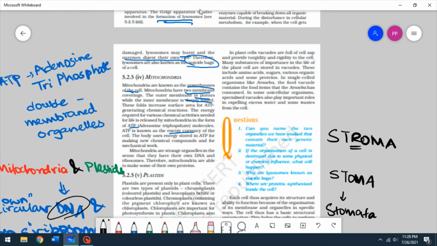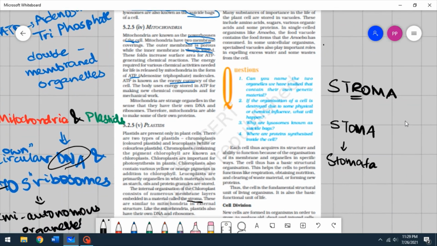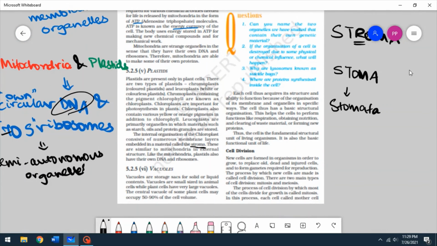Alright. And many substances of importance in the life of the plant cell are stored in vacuoles. So vacuoles are the storage units. They store almost everything, all the important stuff. Alright. So amoeba has a food vacuole that takes in and stores all the food that that amoeba took in. And in some unicellular organisms, specialized vacuoles also play important roles in expelling excess water and some wastes from the cell.